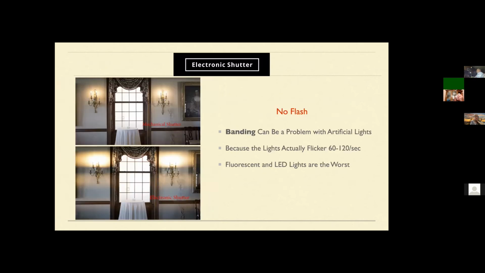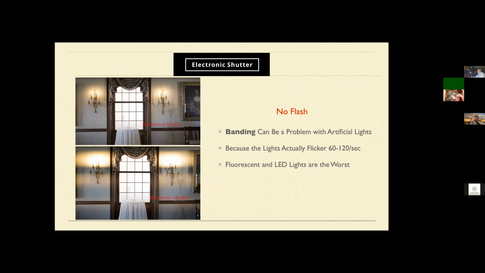Okay, so for mirrorless cameras with electronic shutters, there's one other thing that you need to be aware of, and that is so-called banding. And it's a problem with artificial light. And artificial lights usually have a flicker of 1/60th of a second to 1/220th of a second. And fluorescent and LED lights are the worst.